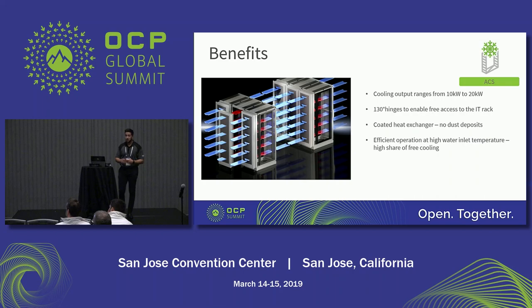What kind of benefits do we have? Definitely, the passive version doesn't need any electricity. It gets cooled down by the water. The cooling output range is from 10 to 20 kW. Also, John mentioned previously that the specification defines that we need 90 degree hinged doors. We have 131. This enables you free service and maintenance, so you have free access easily. There is also a second door inside of the rear door heat exchanger, and you can open it if service or maintenance is requested on the heat exchanger itself or the piping inside of the door. That's not a huge problem.